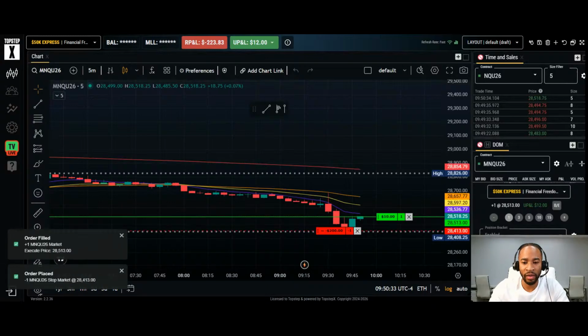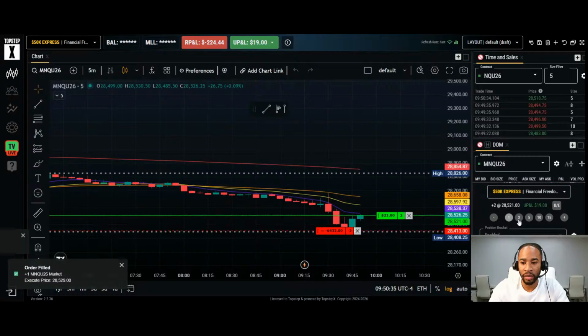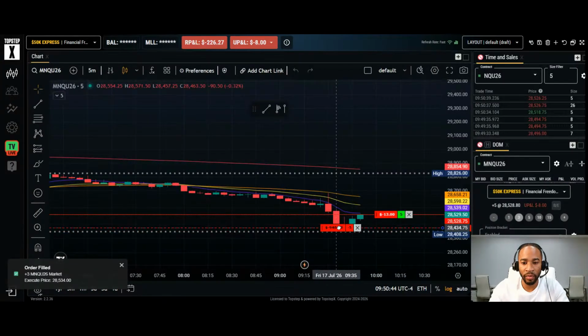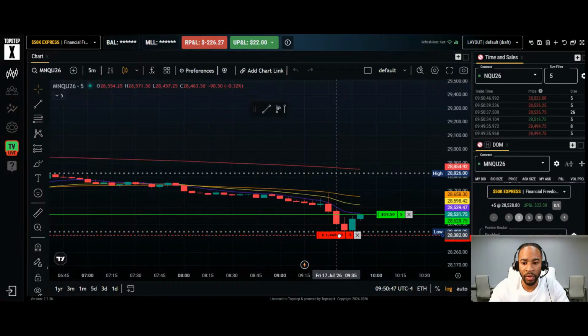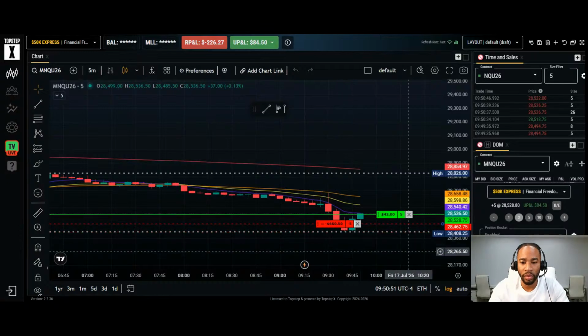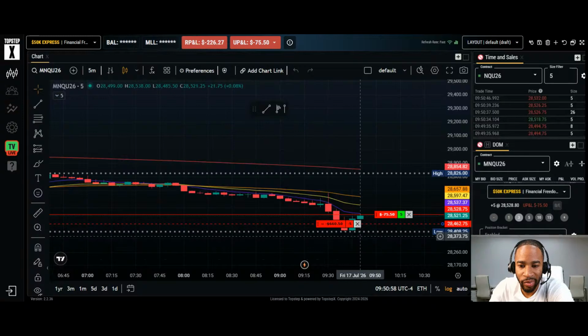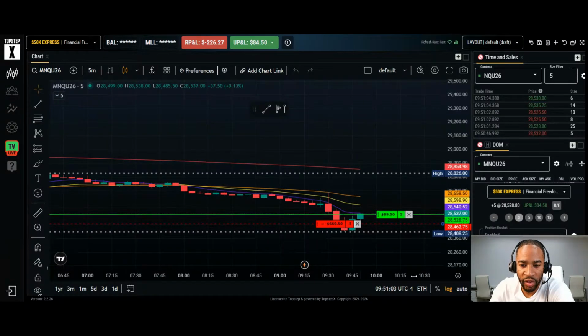Order filled. All right, let's test out a long right here. Order filled. All right, 2 contracts at the moment. Possible reversal developing. All right, order filled. Holding 5 contracts at the moment. Let's go. Holding 5 contracts, family. Possible fake out. All right, there we go. Beautiful. That's what I'm talking about.